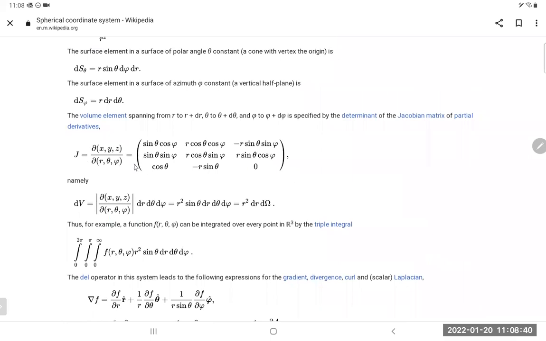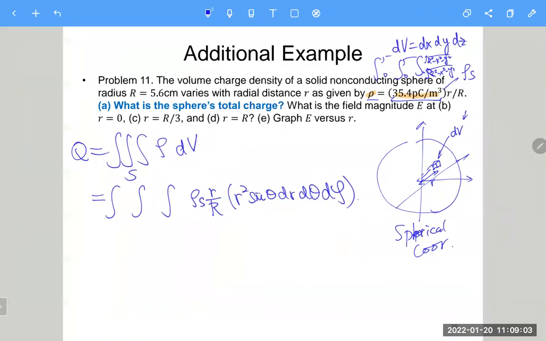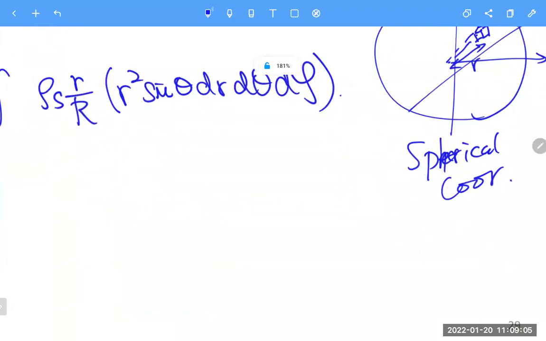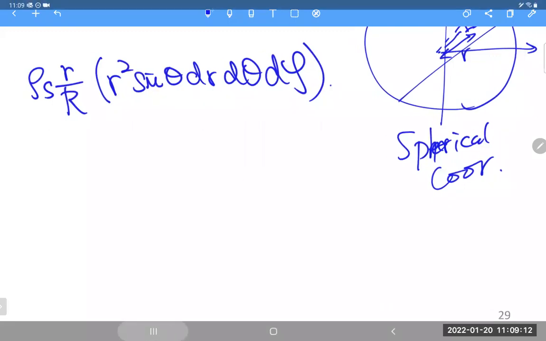We need to take the determinant of this Jacobian matrix. Then you will know this is the term we need when converting dx, dy, dz into dr, d theta, d phi. Or maybe simply speaking, let me try whether I can explain it. So, well, start.